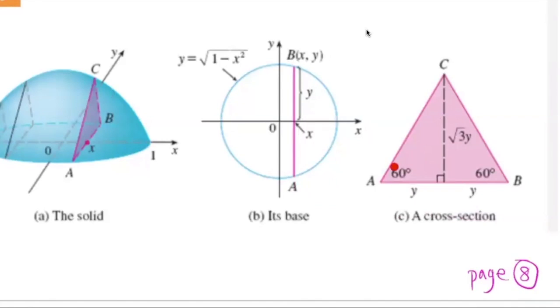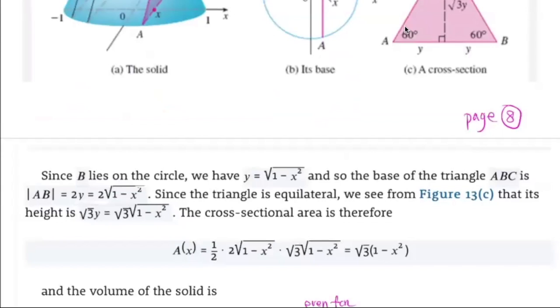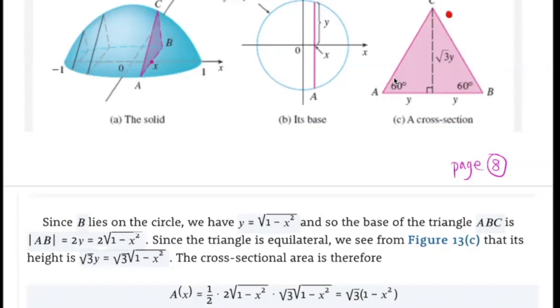Now because this is 60 degrees, the height of this equilateral triangle will be y times tangent of 60 degrees. Tangent 60 degrees is square root of 3. So the height is root 3 times y. The area is 1/2 times the base times the height. Simplify this, and you get root 3 times the quantity 1 minus x squared. So this is the cross-sectional area.